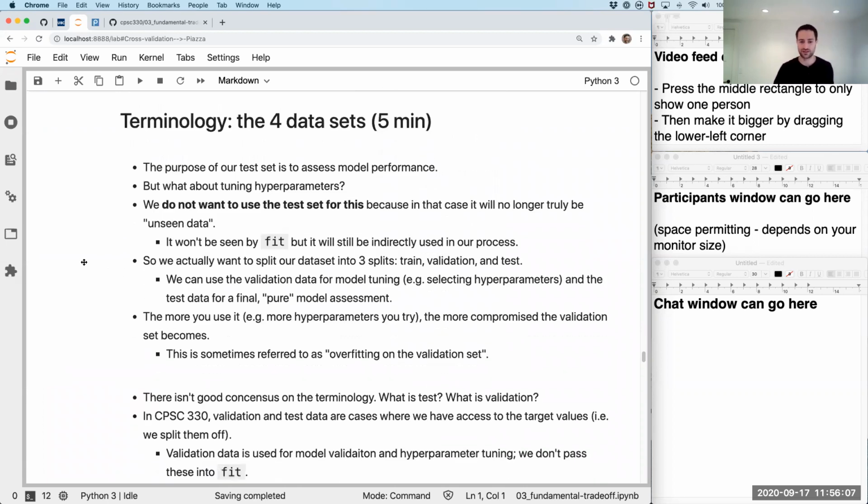Next thing I want to talk about is some terminology. So going back to the test set, what is the purpose of the test set? The purpose of the test set is to assess how well we're doing.